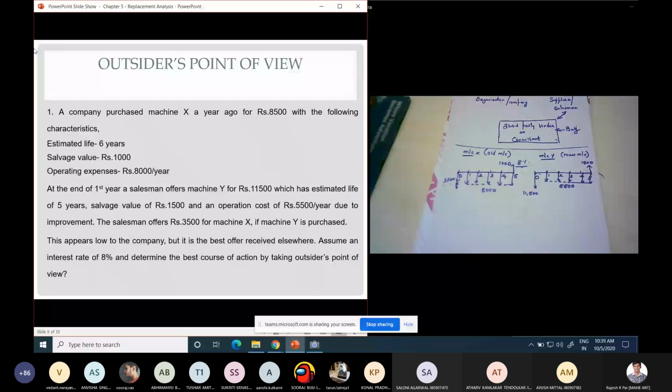Okay, sir. Okay, I've understood. Yes. Right. So at that time, 8,500 will not come into our picture because its account is closed. Now I have to go with the remaining economic factors.